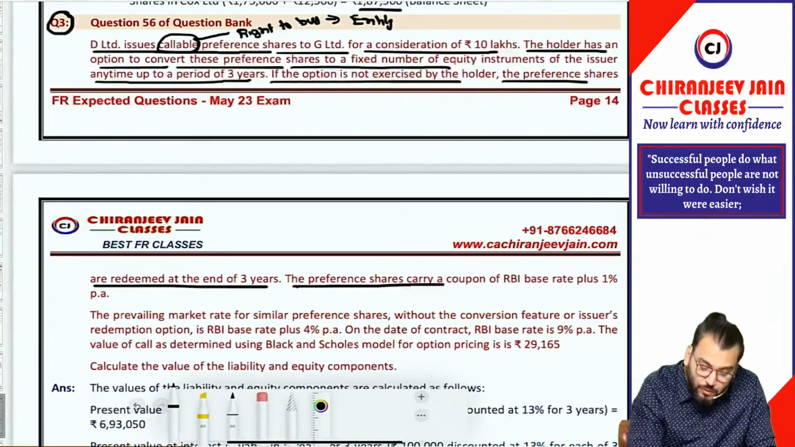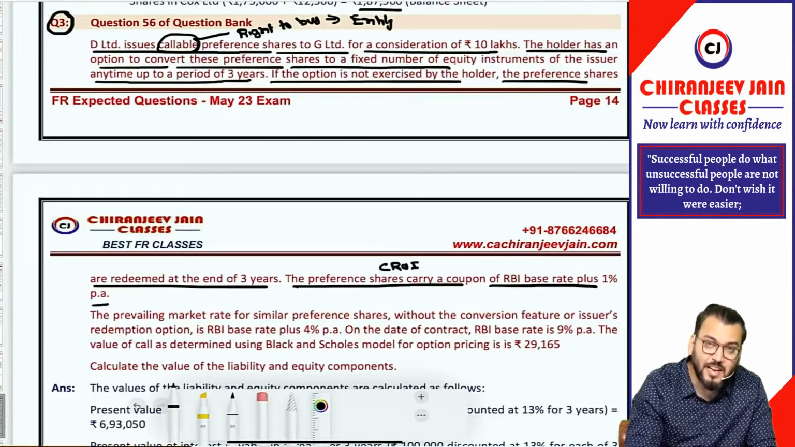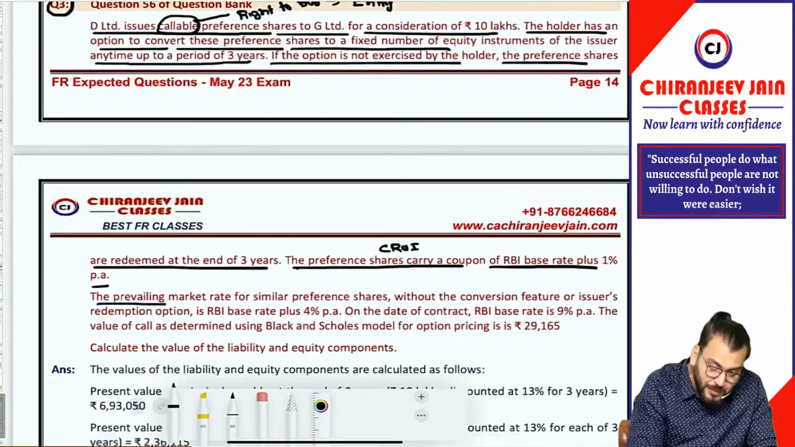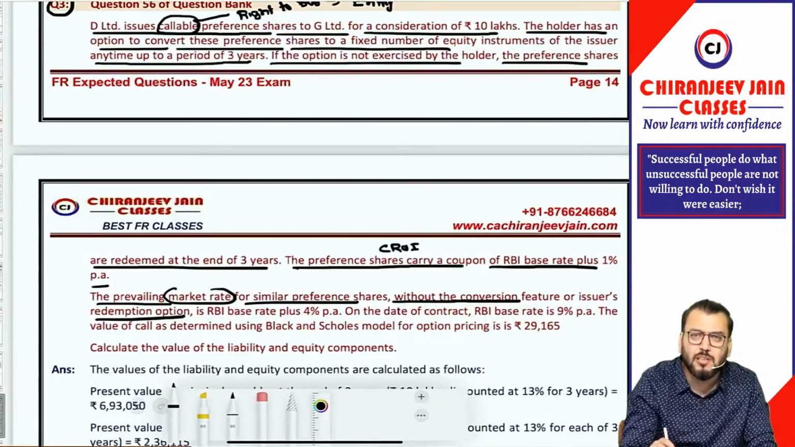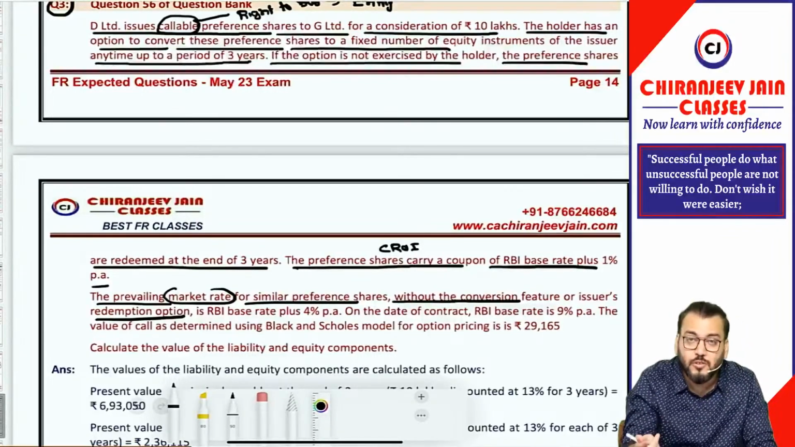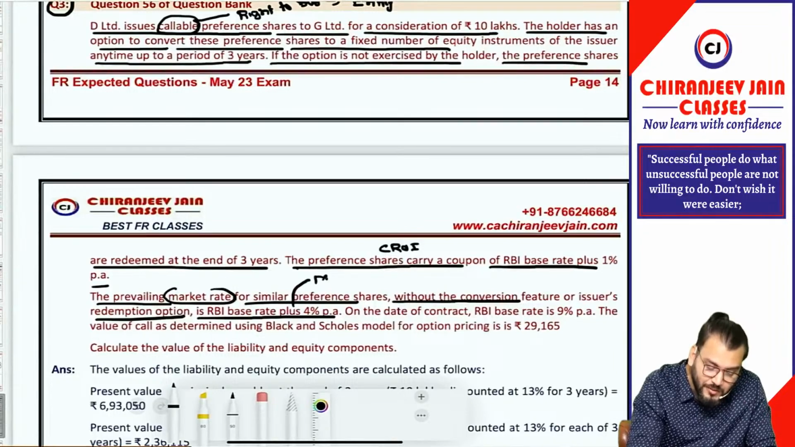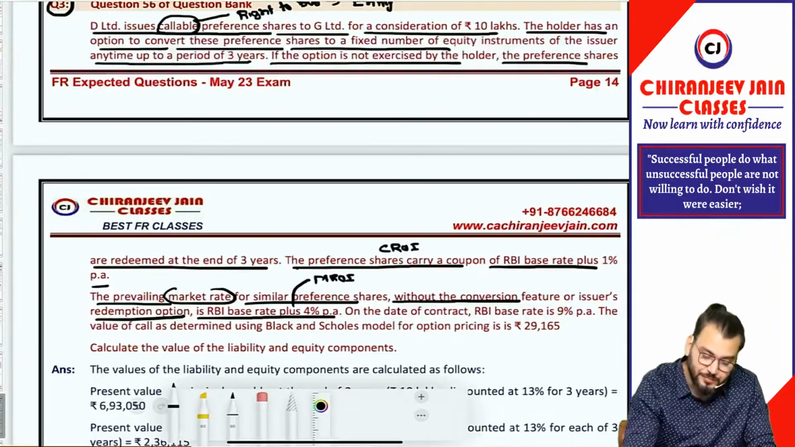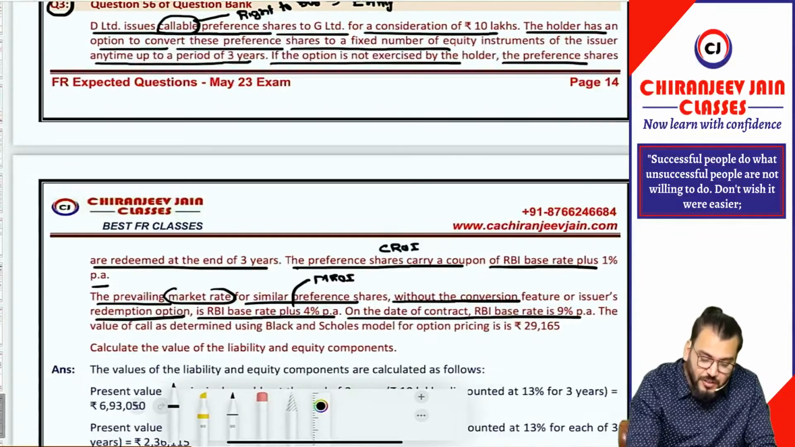The preference share carries a coupon of RBI base rate plus 1%. So can you see this becomes the contractual rate of interest? The prevailing market rate of similar preference shares without conversion features or issuer redemption option, issuer redemption option meaning right to buy, so without call option and without conversion option, is RBI base rate plus 4%. So can you say this becomes the market rate of interest? On the date of contract, RBI base rate is 9% per annum.